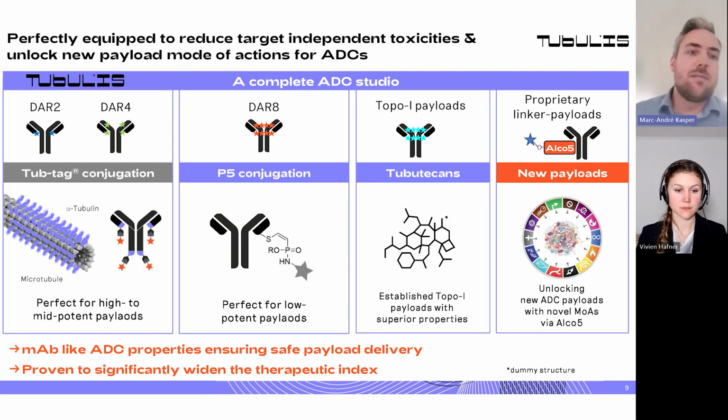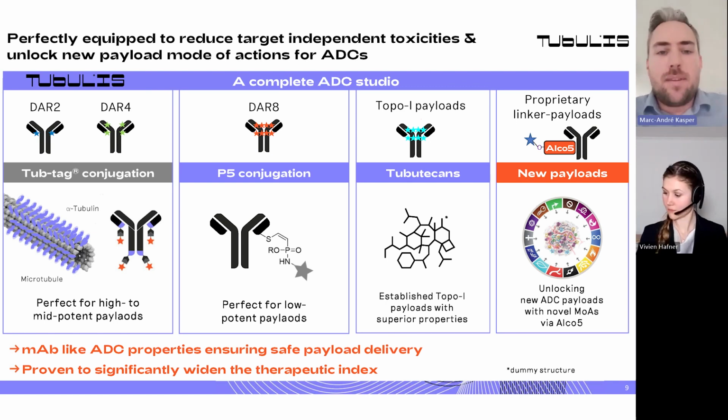on all aspects. We have something we call the TAPTEC conjugation, where we can make homogeneous DAR2 and DAR4 ADCs, which means that we can directly and on a specific place put 2 or 4 drug molecules on one antibody. We can use something that we call the P5 conjugation to make homogeneous DAR8 conjugates. I will talk about this in a second.